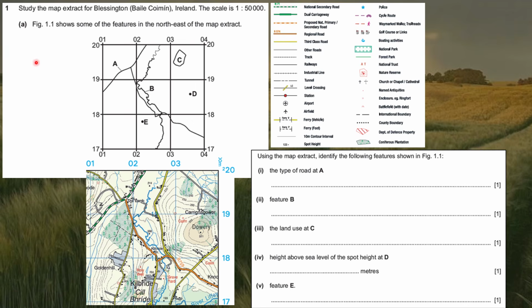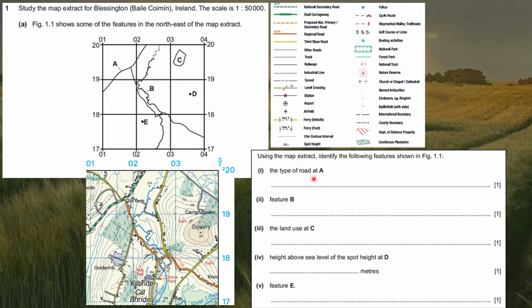Okay, so number 1, study the map extract for Blessington Island. The scale is 1 to 50,000. Figure 1 shows some of the features in the northeast of the map extract. So we have a very basic looking map here, and this is how it looks on the real map. Looking at the question, using the map extract, identify the following features shown in figure 1.